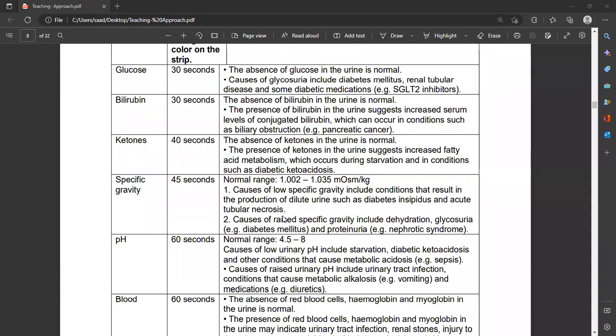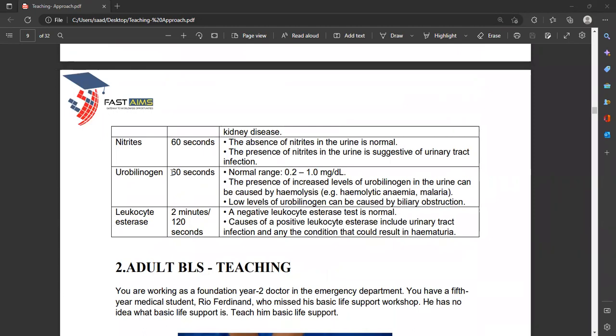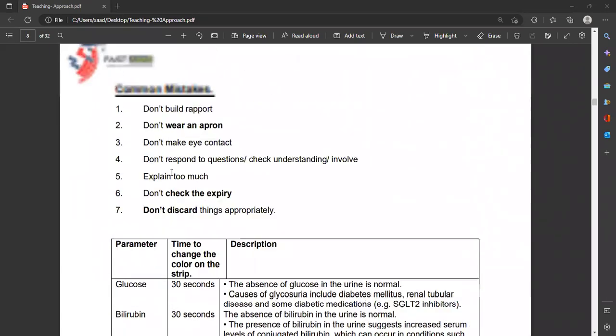If 30 seconds have passed and you are checking glucose, and he asks you about nitrates, you can say, okay John, wait for 60 seconds. Nitrates come at 60 seconds. After 60 on the stopwatch, let's check nitrates. Show interest, show reality. Don't pretend that you're just checking nitrates. After 60 seconds, check nitrates. So that's all about urine dipstick.